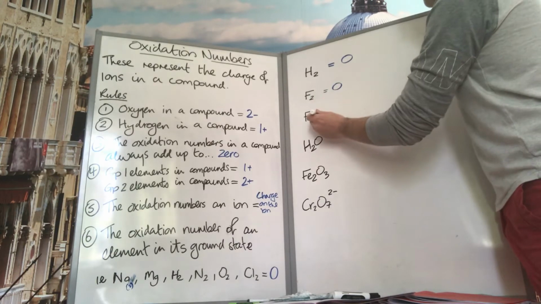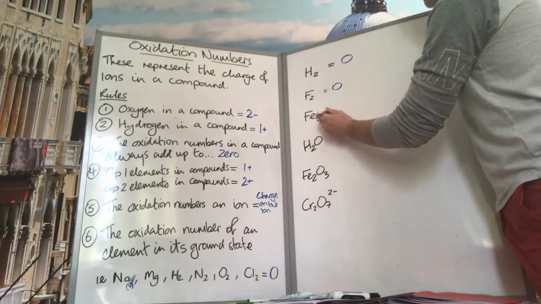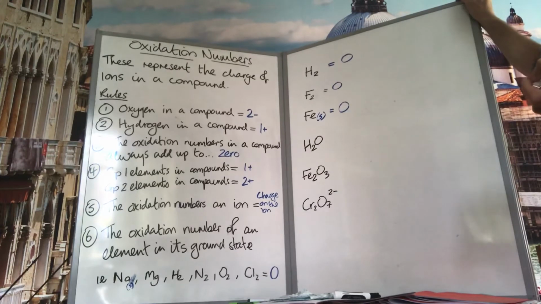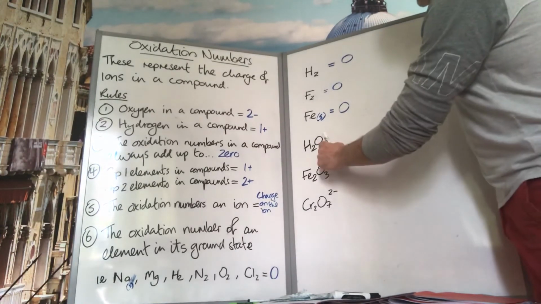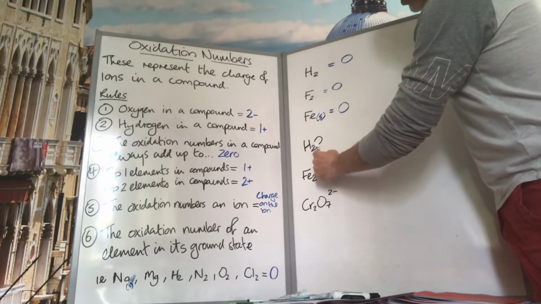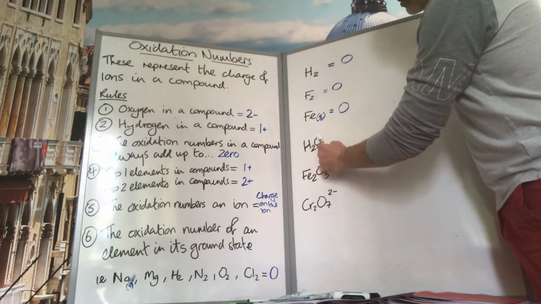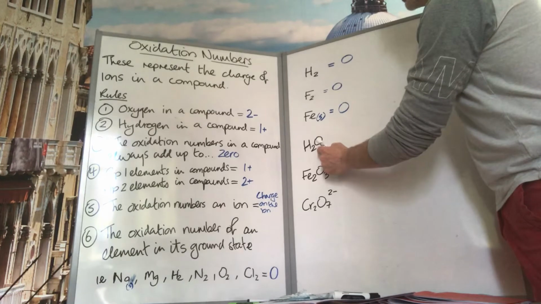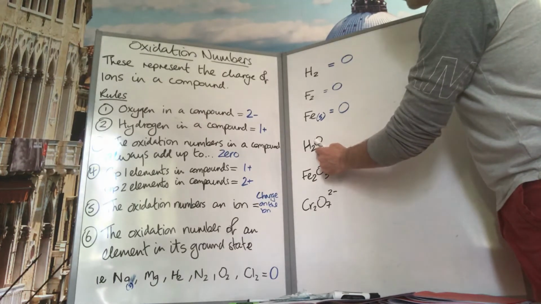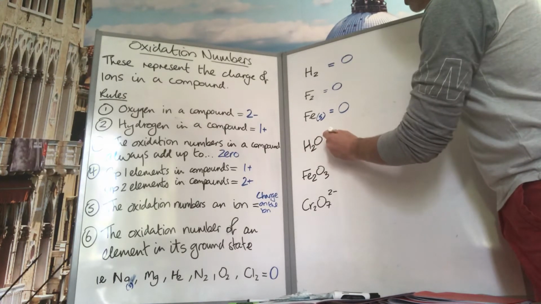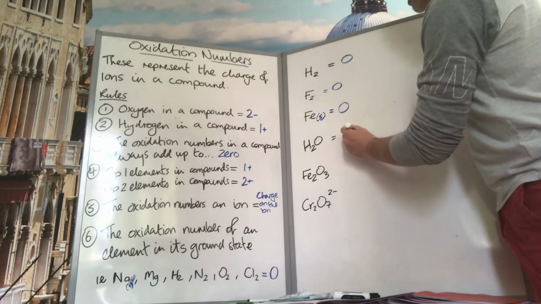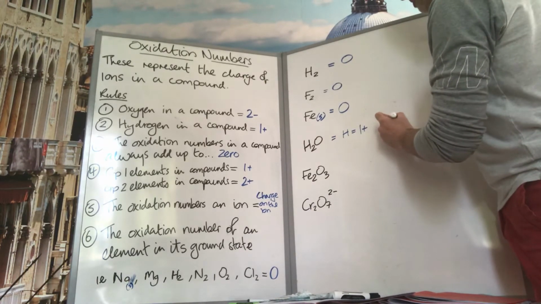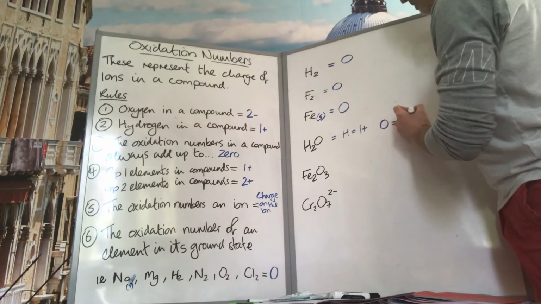Iron, here, as a solid, is also an element in its ground state. It's not bonded to anything else. Okay, so it's going to be 0. Now the rules change. This is a compound because there are 2 different elements bonded together. So 2 or more elements bonded together make a compound. Now here we can apply rule number 1 and rule number 2. So hydrogen will equal 1 plus, and oxygen will equal 2 minus.